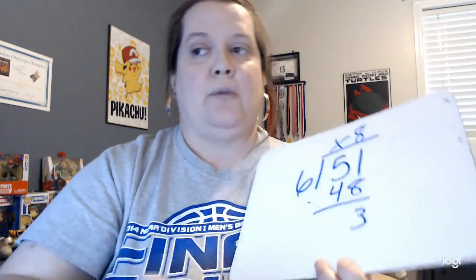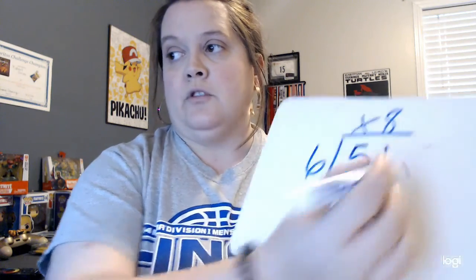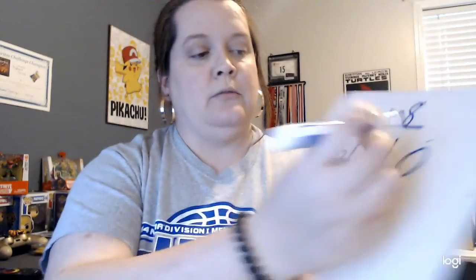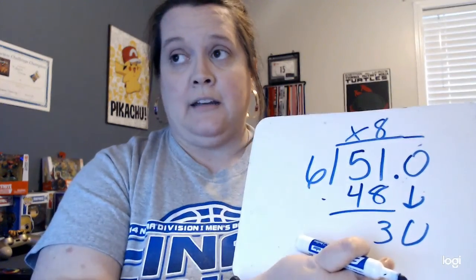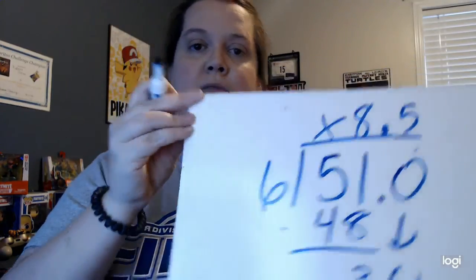Another way you could show that is to add a decimal point to 51. See that? Add a 0. Did that change the value of 51? No. And then bring your 0 straight down, and 6 goes into 30 5 times. So 8.5 at the top as well, either way. So you could figure out the average value to each letter of your name. Just divide by the number of letters in your name after you find your value. Okay?